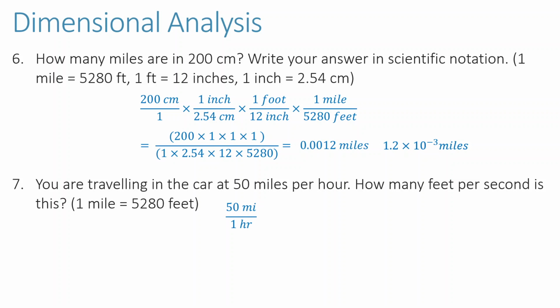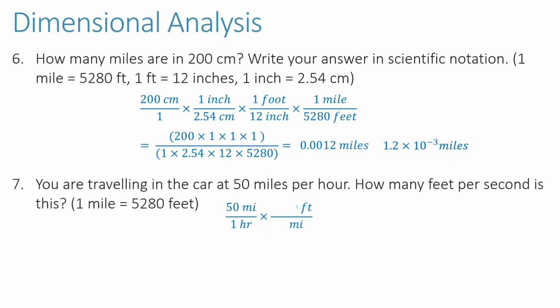So we got 2 things we need to do here. We need to change miles into feet, and we need to change hours into seconds. So first thing I'm going to handle, I'm going to convert mile into feet. That's easy. We already know that 1 mile is 5,280 feet. So if we solved right now, my units would be feet per hour. Miles would have been canceled out. So that gets me close. That gets me to feet per hour. I want feet per second.